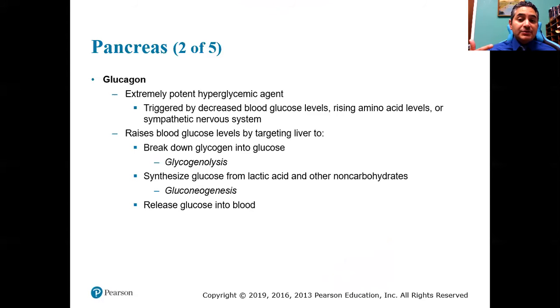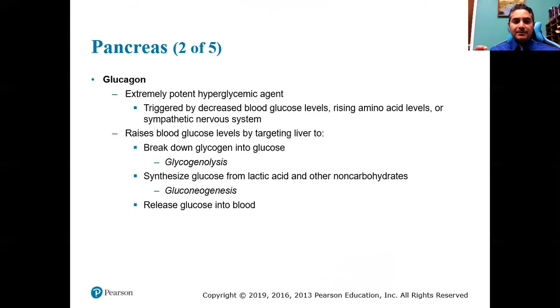Remember what glycogen is, right? This large polymer, many repeating units of glucose. So you have this large structure of polymer, and if you're low on glucose, you want to break it up. You want to do catabolism. You want to break it up and throw that glucose back into the blood so you can reach homeostasis. Well, that is gluconeogenesis. Gluconeogenesis: synthesize glucose from lactic acid and other non-carbohydrates, and ultimately it is released through the blood.